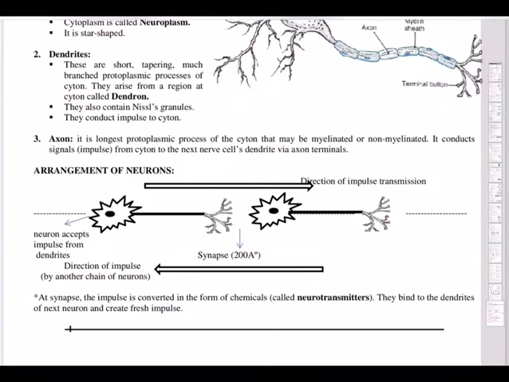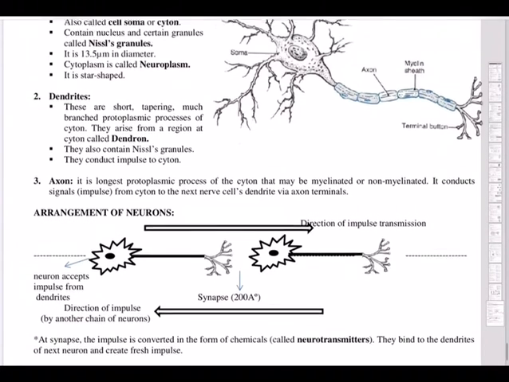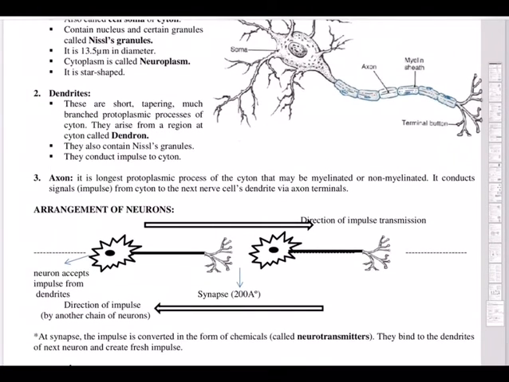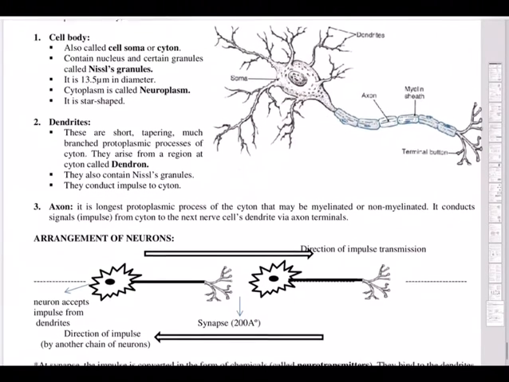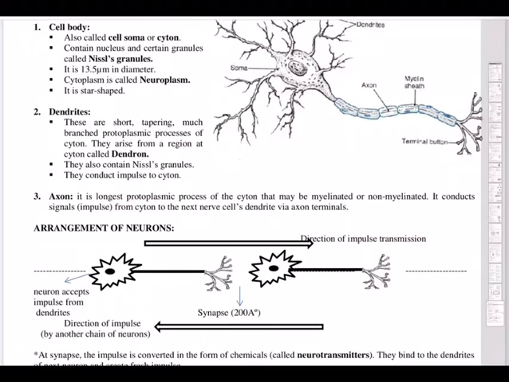And based on the components, the neural tissue has 4 components. Component 1 is neuron, which we talked of just now, and the second one is neuroglia. Third one is ependymal cells, and fourth one, neurosecretory cells. These are the 4 cells that are the components of a neural tissue.